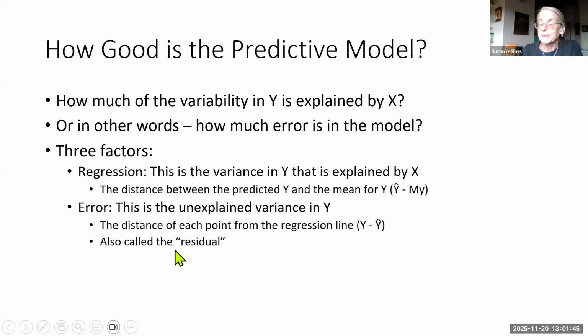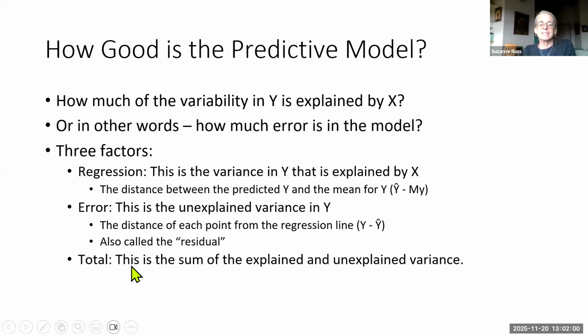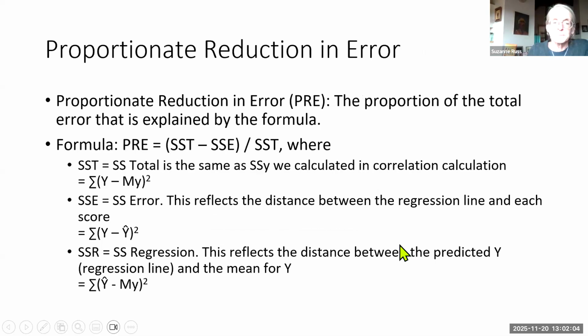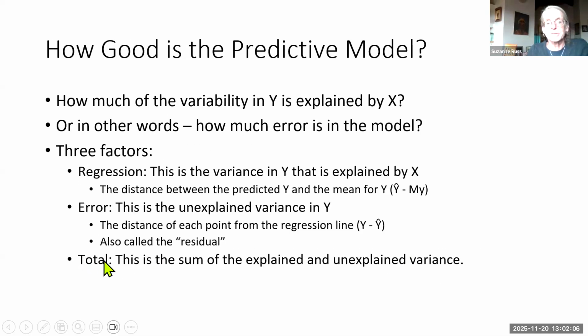And another word, remember, I told you this word before, this is also called the residual, and some of our statistical packages use that word residual, sort of like the leftover. The leftover variance is another way to think about it. And then if we add those two together, we'll get the total variance, okay? And so that means we can do some little calculations. If we take total minus error, we get regression. If we take total minus regression, we get error, all of that kind of thing we can do.